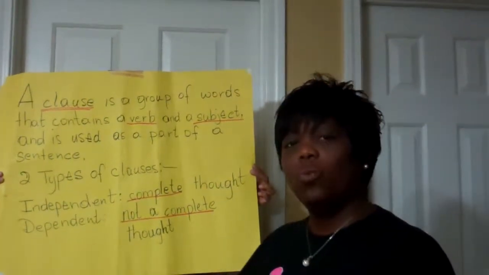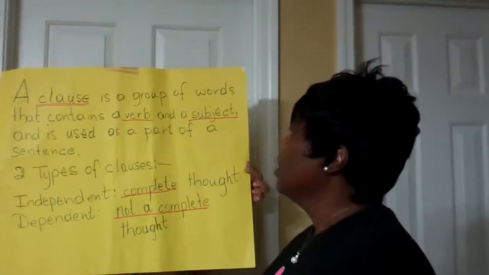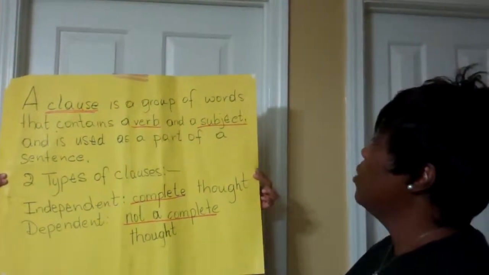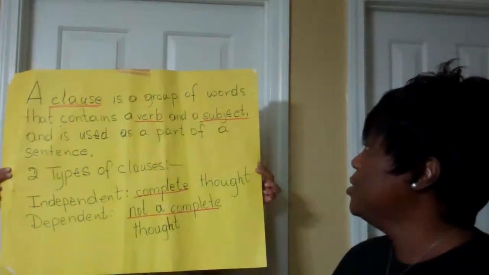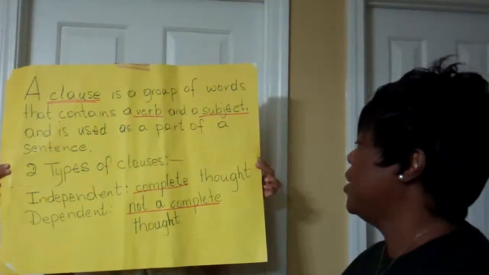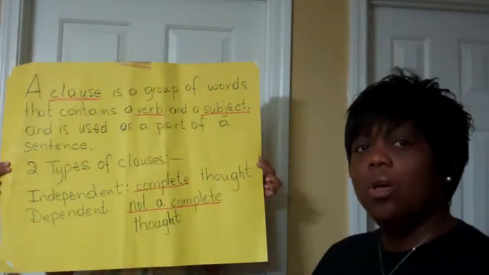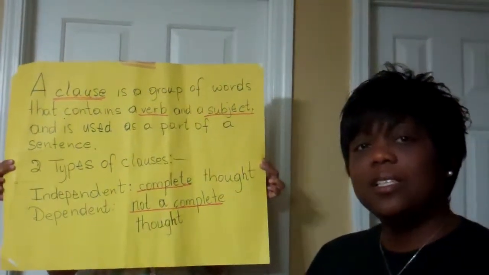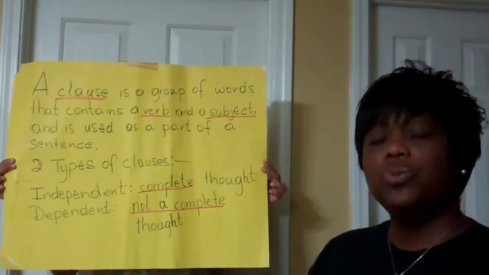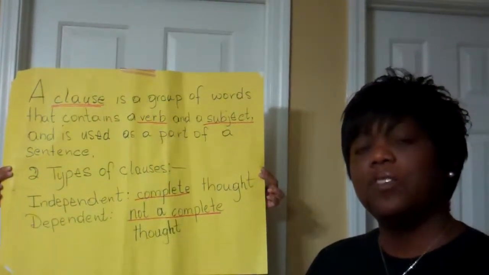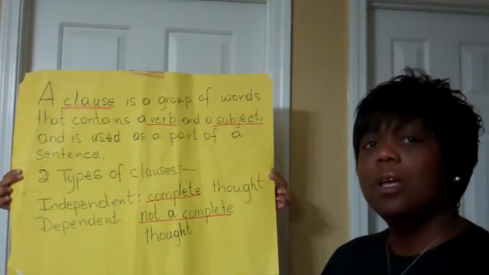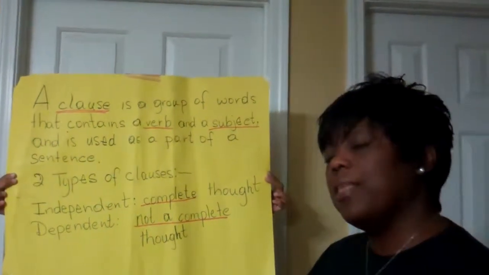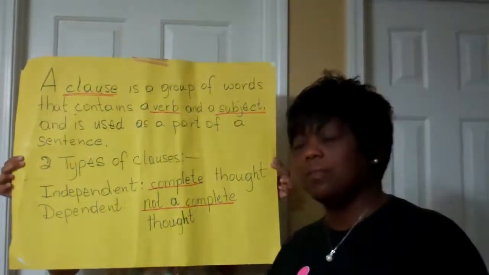First, let me define what is a clause. A clause is a group of words that contains a verb and a subject, and it is used as a part of a sentence. When we're writing sentences, sometimes we use two different types of clauses, and these two types are the independent clause and the dependent clause.